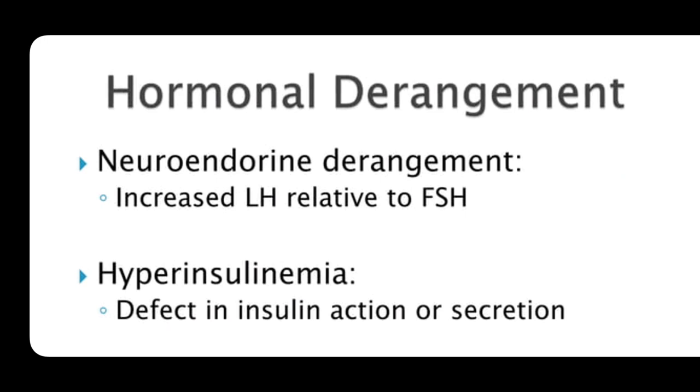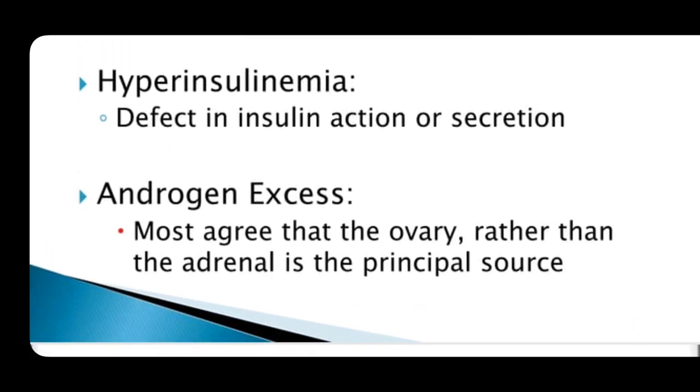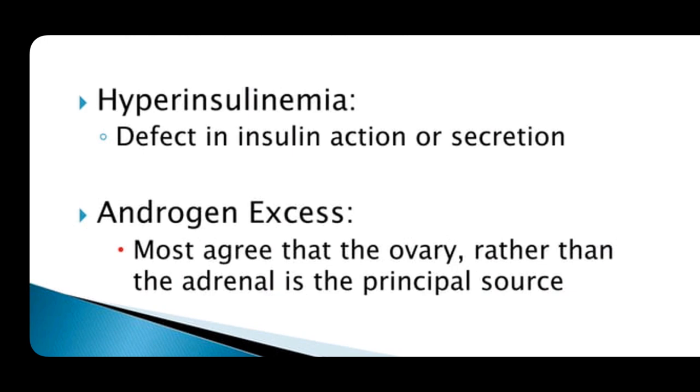Hormonal derangement plays the central role in PCOS. There is increased LH relative to FSH. FSH is also increased, but LH is more increased in comparison to FSH. There is hyperinsulinemia, a defect of insulin action or secretion, that is insulin resistance has developed, and androgen excess. This androgen mainly secretes from the adrenal gland, or the adrenal gland is the principal source. Some say that the ovary is the principal source, some say that the adrenal gland is the principal source of androgen excess. The most accepted view is the adrenal gland.